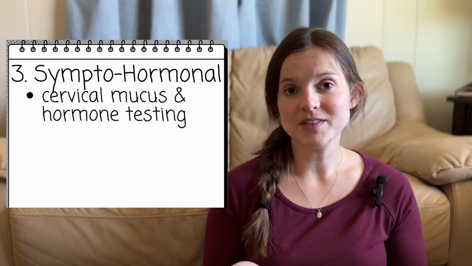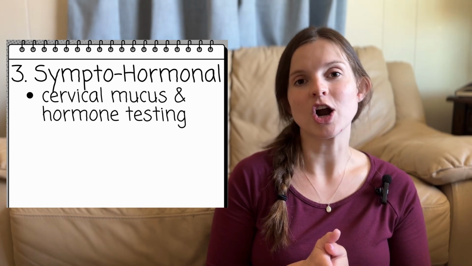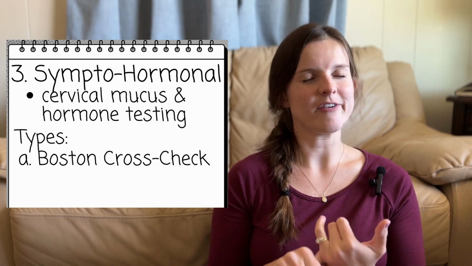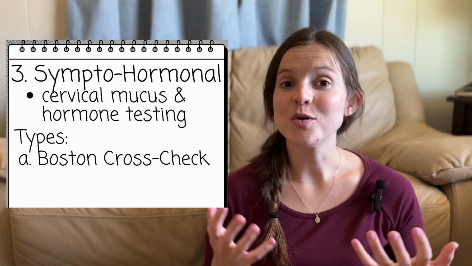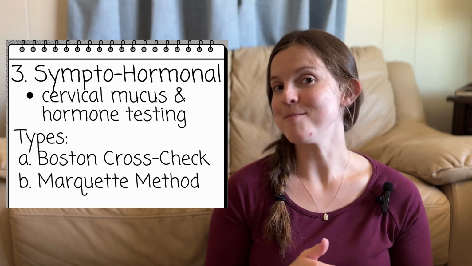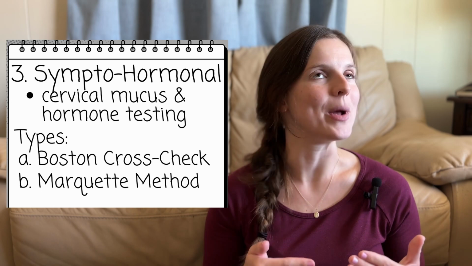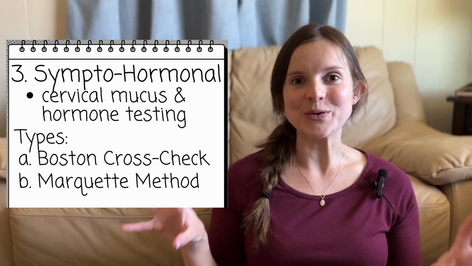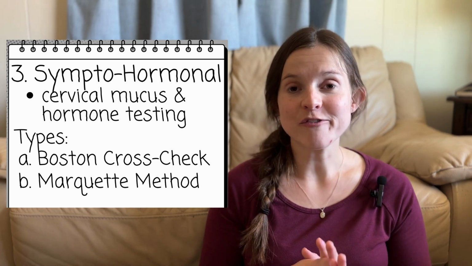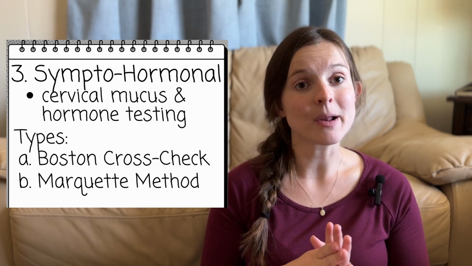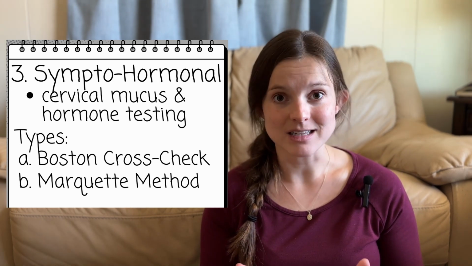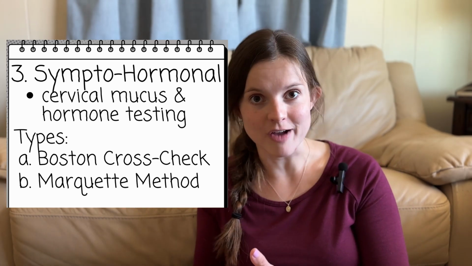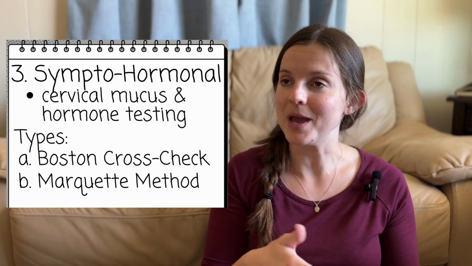Some of these sympto-hormonal methods are going to be Boston Cross-Check, which is a fairly new method if I am not mistaken, and also the Marquette method. The Marquette method, I have so many people asking me about it. I feel like it's the new go-to method, especially for moms who are breastfeeding. I've heard Marquette is amazing to use while you're breastfeeding and you're looking for that first ovulation to come after you've had a baby.